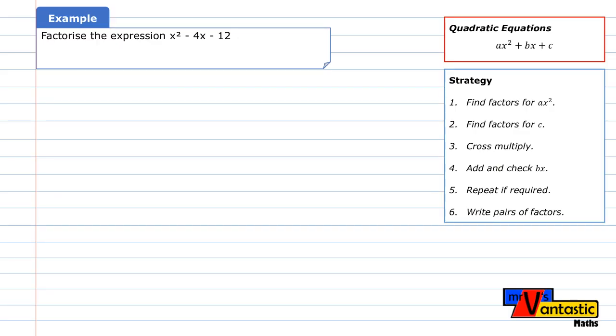In this video we will factorize a monic quadratic expression that may involve negative factors by cross multiplication. In this example, we want to factorize the expression x squared plus 4x minus 12. So obviously we've got some negative terms here, and we're going to do this one by cross multiplication.